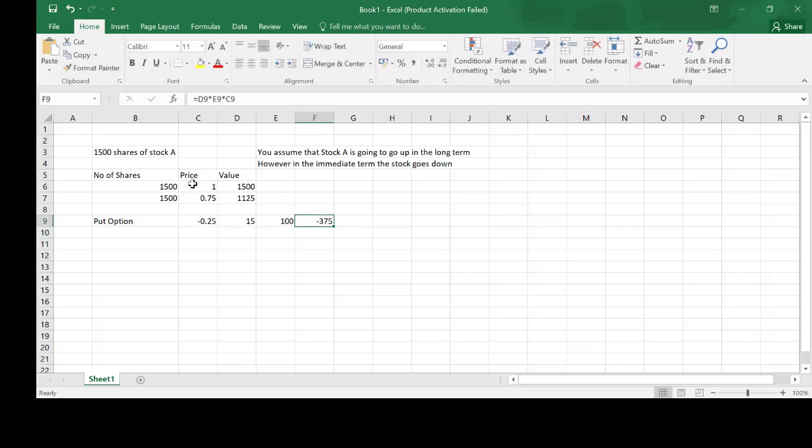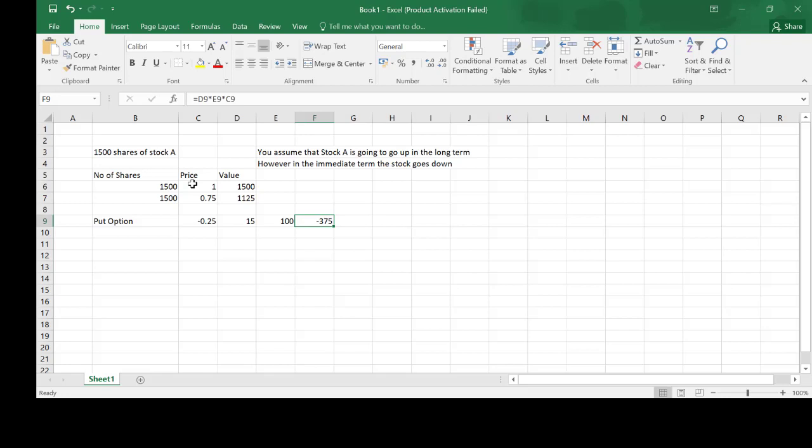So in this case, what's going to happen is, since the put option has a negative correlation, if the value of the stock goes down further, the value of the put option will go up. So if the value of the stock goes down by whatever number, and since you know at day one what the correlation is, it doesn't matter, the value is going to go up by 375.